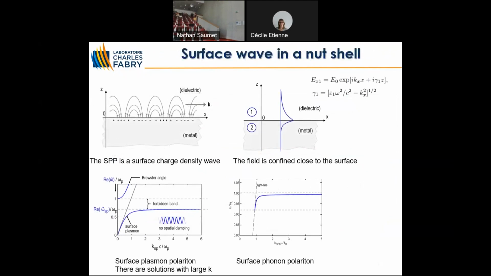So here in the explanation, I've been focusing on surface plasmons. For silicon carbide, those are not plasmons, those are surface phonon polaritons, but the story is the same. We have the same structure of surface wave, and we have the same shape of the dispersion. The plasma frequency, here what we have is the longitudinal optical phonon frequency.